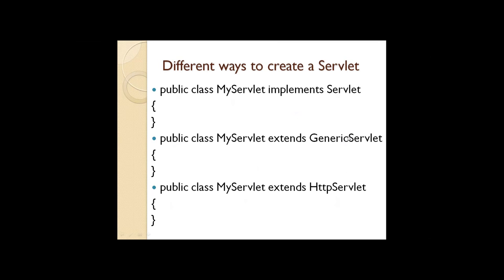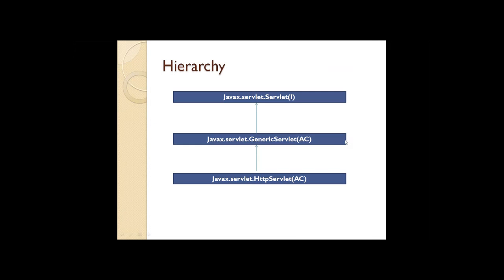Now observe carefully. GenericServlet is implementing Servlet. HttpServlet is a class, an abstract class. It is extending GenericServlet. GenericServlet is again implementing the Servlet interface. So this is the hierarchy. So one way is I can implement the Servlet interface. Another one is I can extend GenericServlet. Another way is I can extend HttpServlet. We'll discuss the methods of GenericServlet and HttpServlet. But for now, these are nothing but different ways.